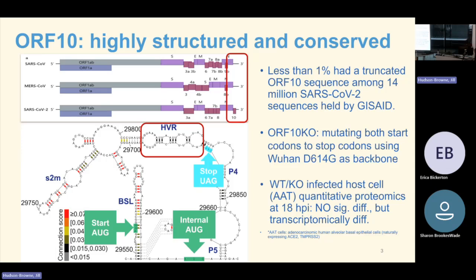When infecting A549-ACE2 cells, which are adenocarcinoma human alveolar basal epithelial cells, using either the knockout virus or the wild-type virus, we don't see a significant difference at 18 hours post-infection based on host cell quantitative proteomics, but we do see some difference at the transcriptomic level. Theoretically, the knockout virus should not produce any ORF10 protein because we have switched off the start codon.